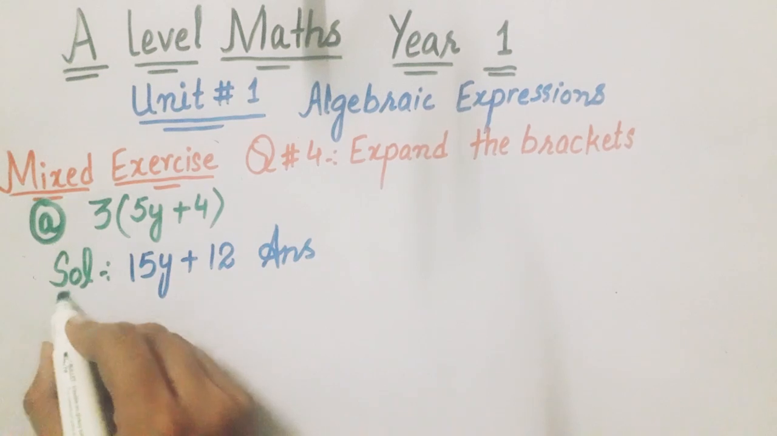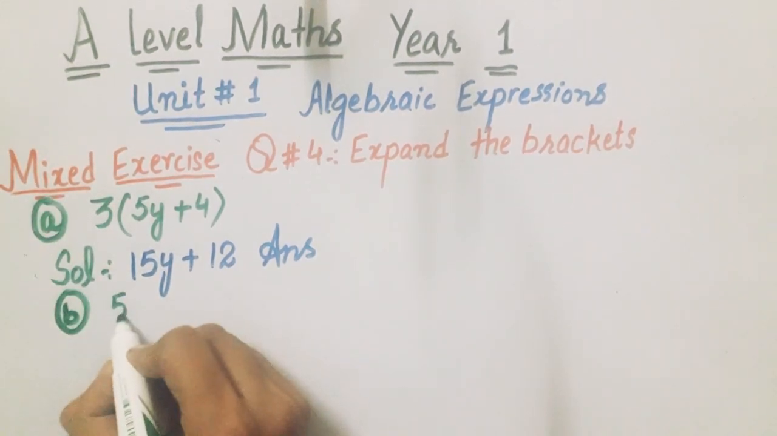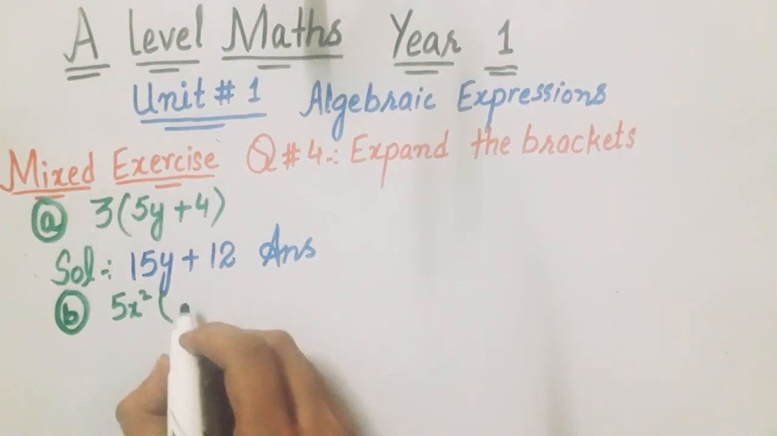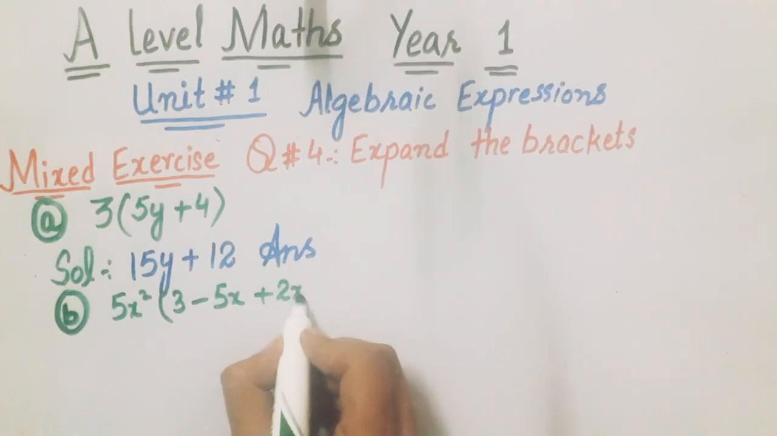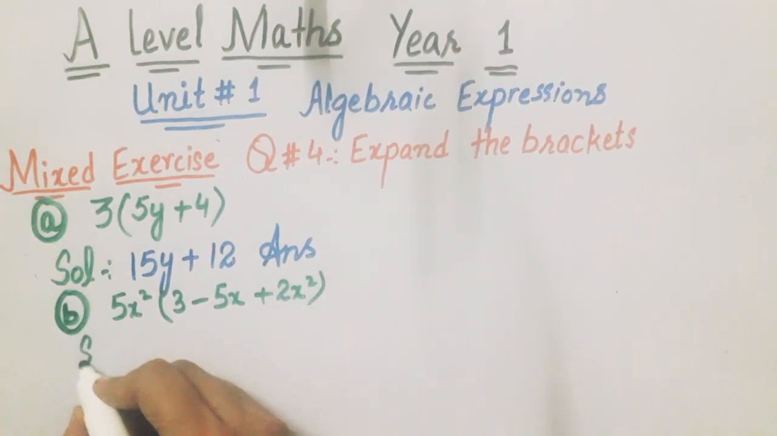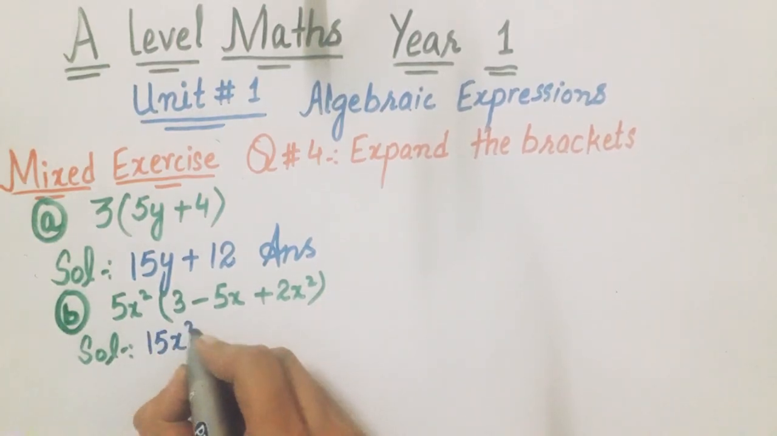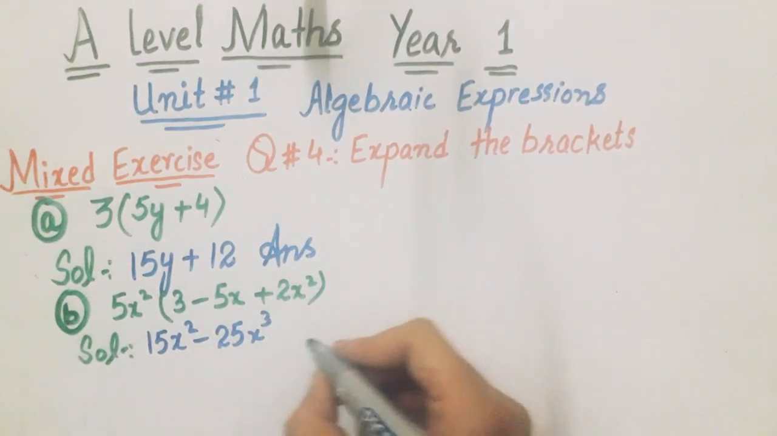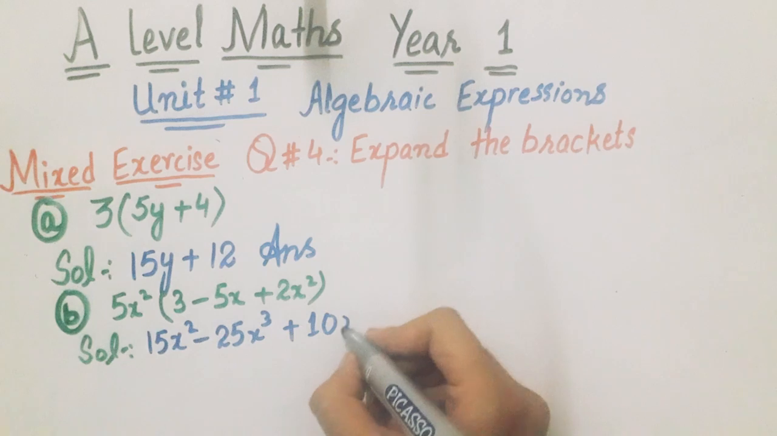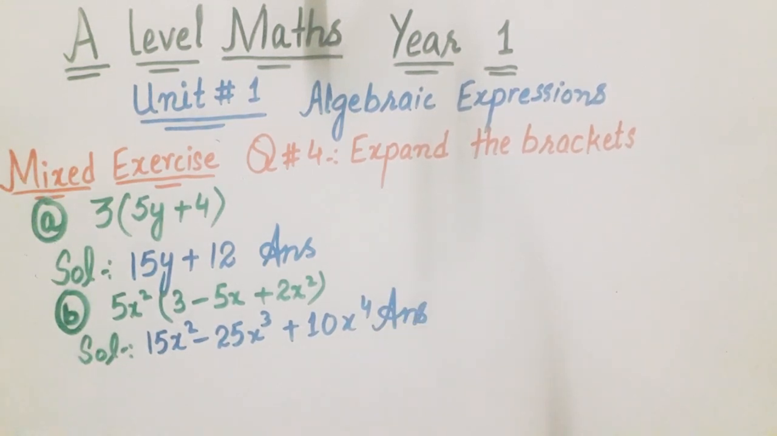that is 5x square into 3 minus 5x plus 2x square. So we will solve this as 5 into 3 is 15. So 15x square minus 25, x square into x is x cube, plus 10x power 4. So this will be the answer.